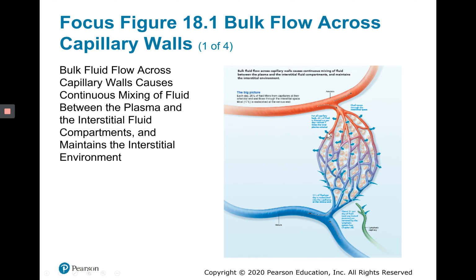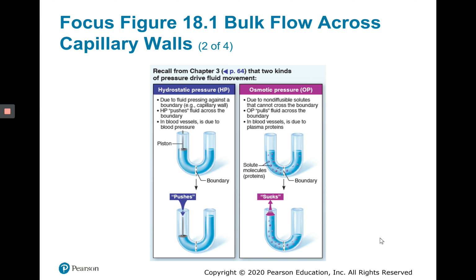And what this is showing you is that fluid is pushed out of intercellular clefts at the arterial end of the capillary bed and then pushed into intercellular clefts at the venous end of the capillary bed. And any excess is sucked up by capillaries of the lymphatic system and eventually returned to the cardiovascular system. So bulk fluid flow across capillary walls does cause continuous mixing of fluids in the interstitial space and in the plasma inside the capillary blood vessels. And so this mixing is helping to maintain that interstitial environment.